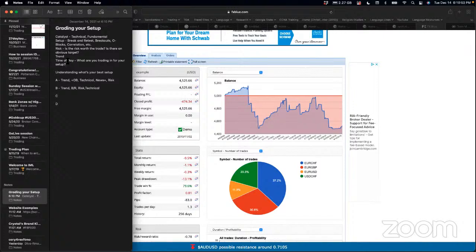That's important because you also need to know what session has the setup that you look for, and does the session you're in usually give you a high probability for your setup to go through, right? If you like a break and retest, you and I all know it's usually consolidating during the Tokyo and Sydney session, right? So taking a break and retest during that time, what's likely to happen?